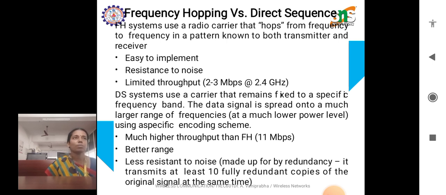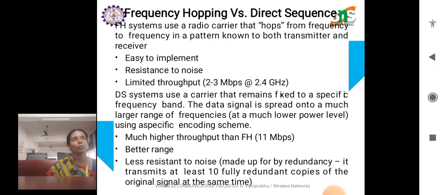Frequency hopping systems use a radio carrier that hops from frequency to frequency in a pattern known to both the transmitter and the receiver. This technology is easy to implement and it is resistant to noise also. The limited throughput is between 2 to 3 Mbps at 2.4 GHz.